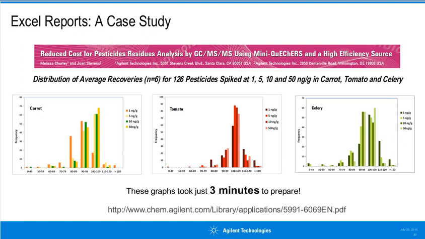I'm sure many of you get ready for conferences, HPLC for example, and she had several pieces of data, N of 6 for 126 pesticides, and she was able to generate these very nice Excel graphs to create her poster in just under 3 minutes.